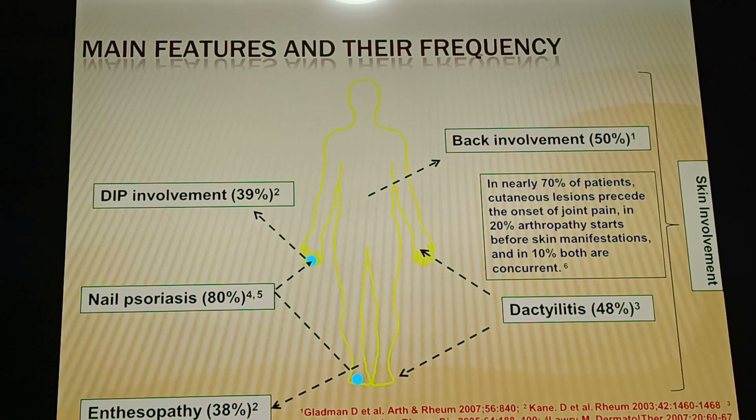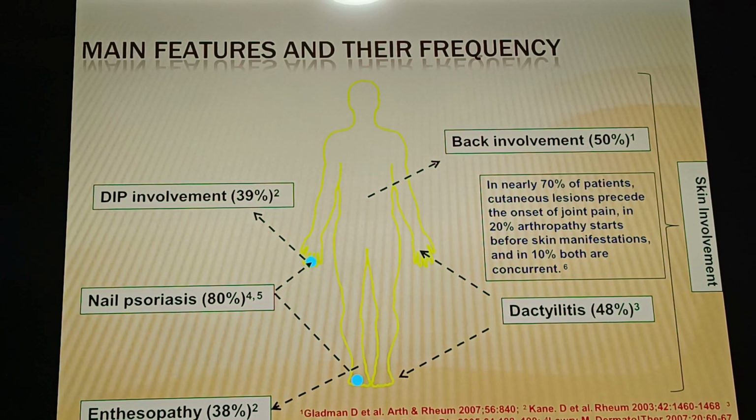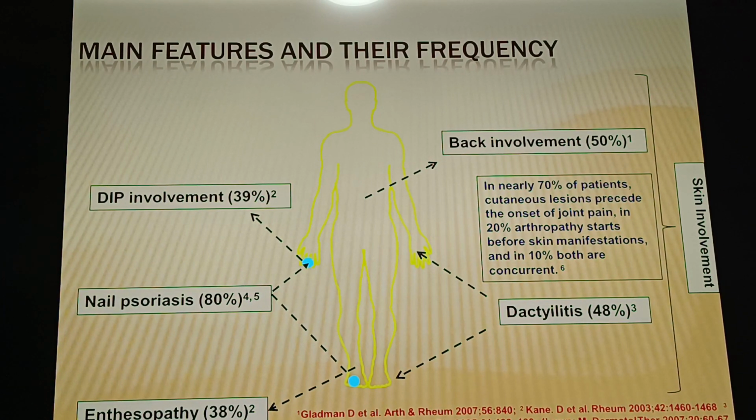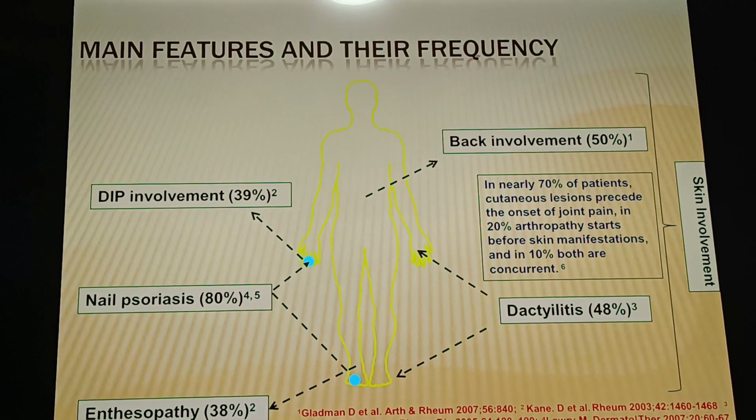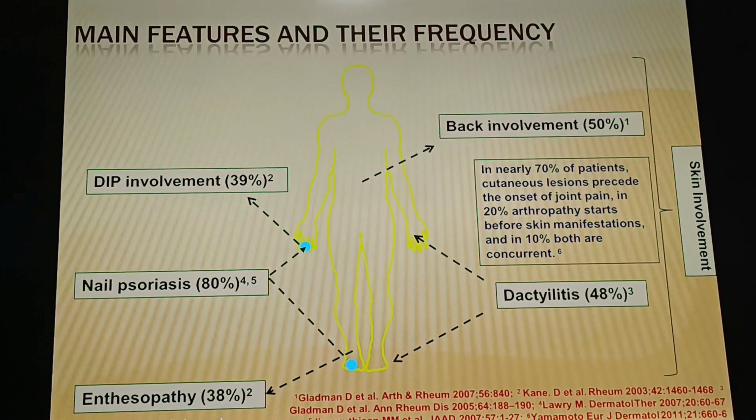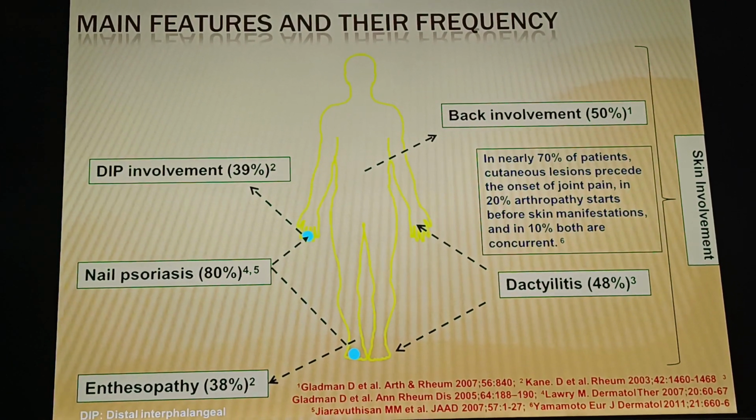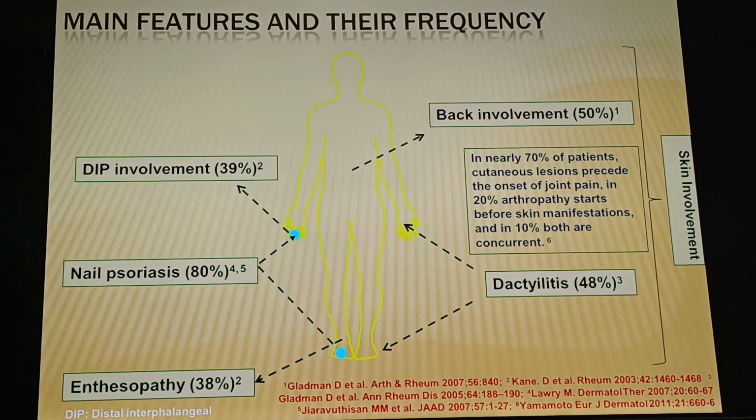So the main features and their frequency. DIP involvement may be 40%, nail psoriasis 80%, enthesopathy again 40%, back involvement, the backache, may be 50% of the cases, and dactylitis may be 50% of the patients. So when you deal with these 5 things, you should suspect psoriatic arthritis wherever there is DIP involvement, nail psoriasis, enthesopathy, dactylitis, and also the backache, that is your spondylitis. In 50% of the cases, usually it is unilateral, whereas in ankylosing spondylitis, a bilateral sacroiliitis is common.